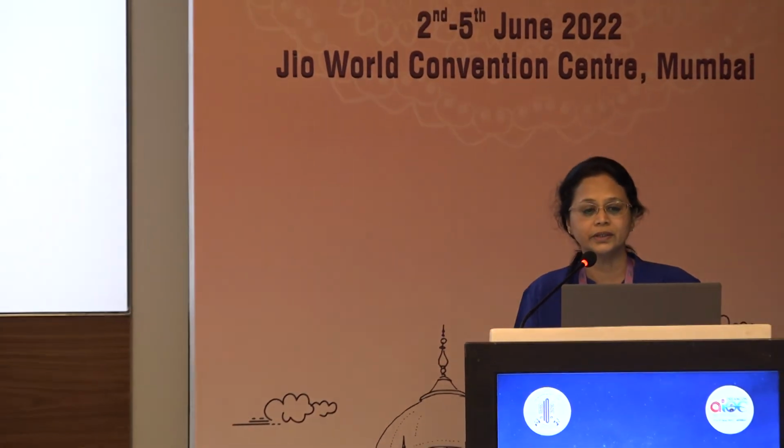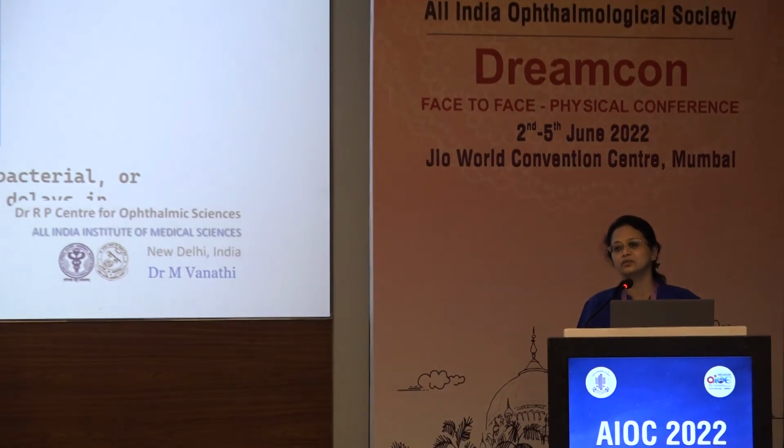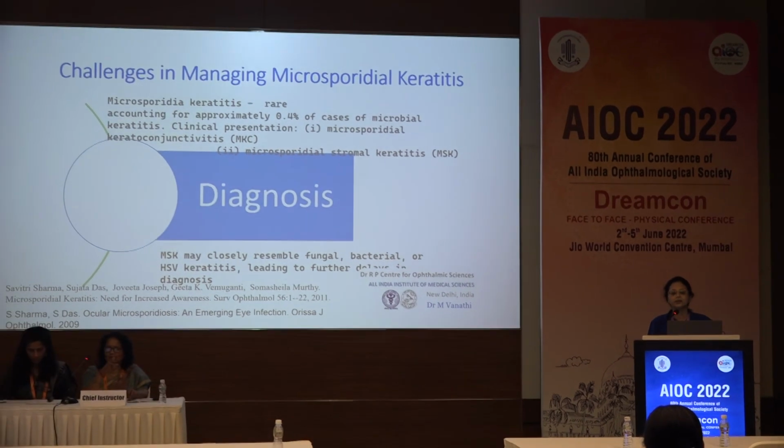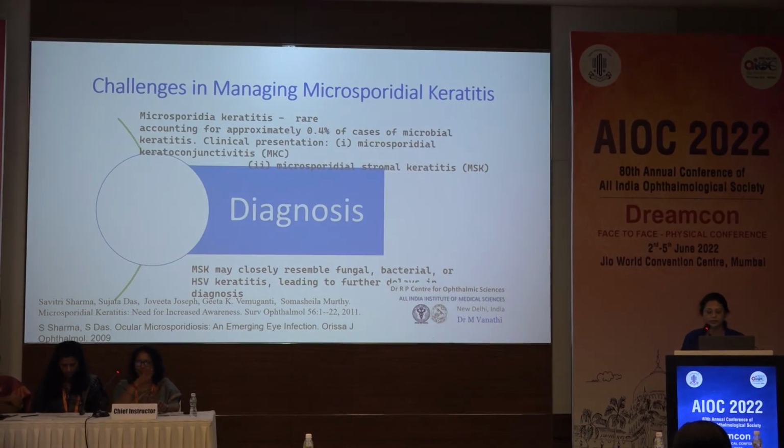Very few people have seen microsporidial keratitis. Why is it so? Because it is a rare infection affecting the cornea. The incidence is reported to be approximately 0.4% of all cases of microbial keratitis. That's the first reason why we all see very little of it. But it's not only because of its rarity, it's also because of the difficulty in diagnosing microsporidial keratitis.